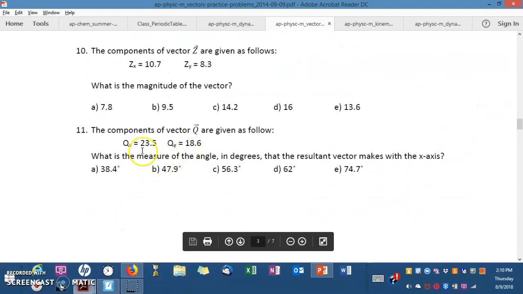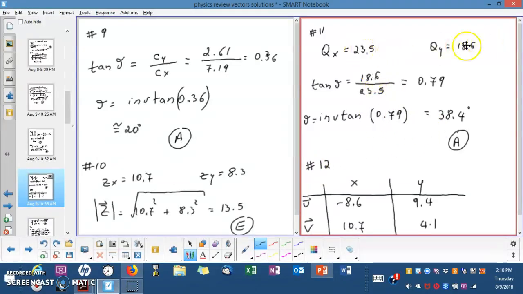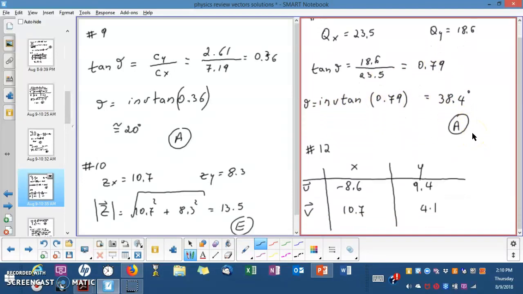Number 11, you have this vector q and you have the two components. What is the measure of the angle? Well, again, you already have the components. You do y over x. You find the value there. You do the inverse tangent of it, and that's your answer for the angle.